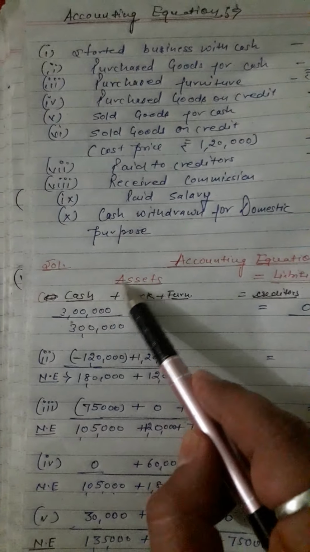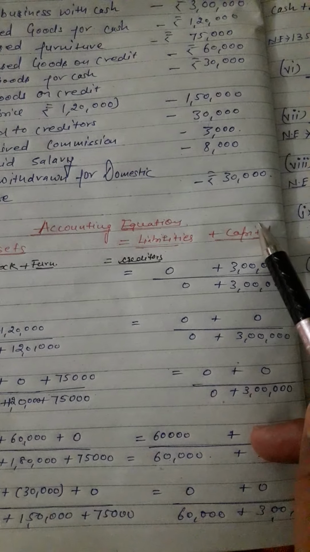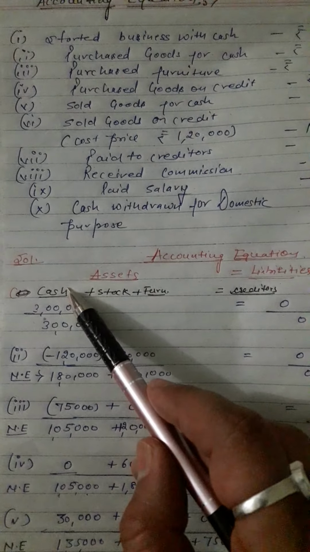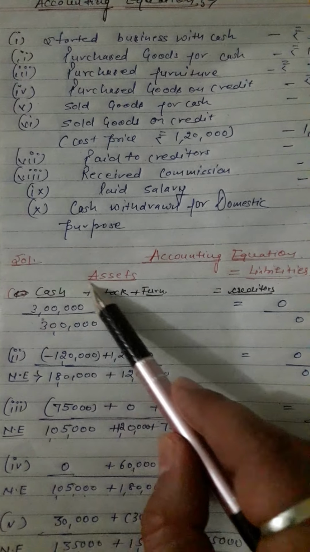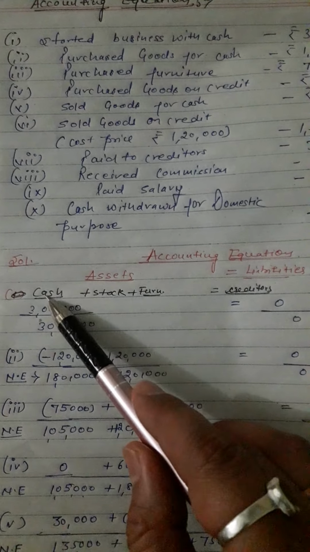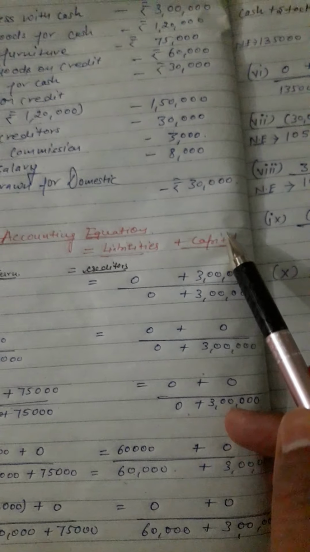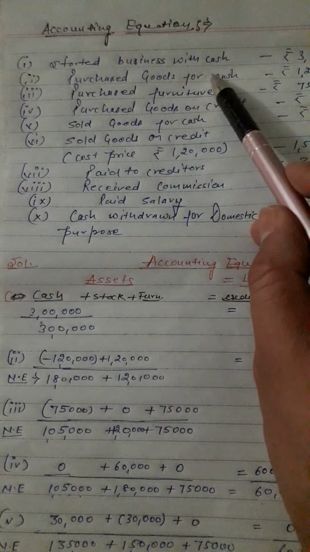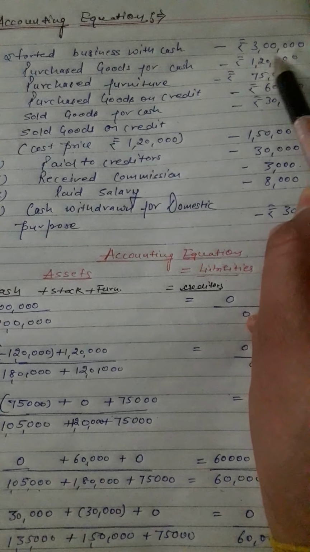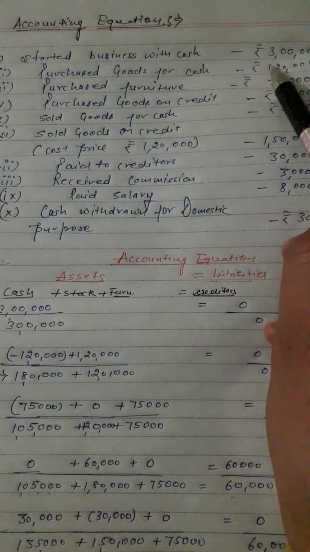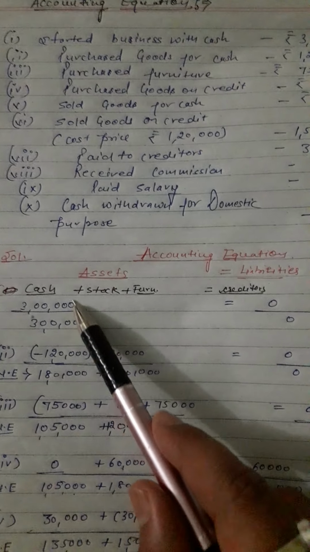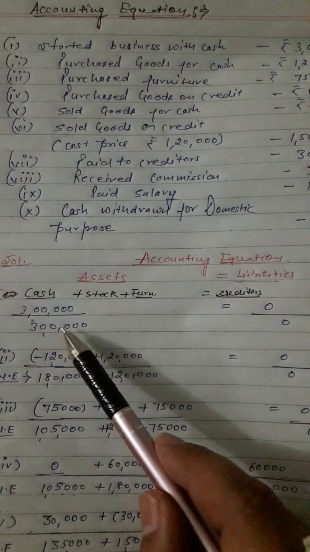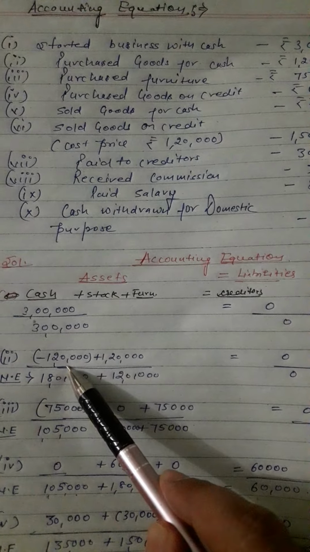If asset will increase, automatically capital will increase. So whenever a person invested cash in the business, cash increased and capital also increased. Now second one, purchase goods for cash rupees 1,20,000. So whenever a person purchases goods for cash, his cash will decrease. So 3 lakh less 1,20,000.